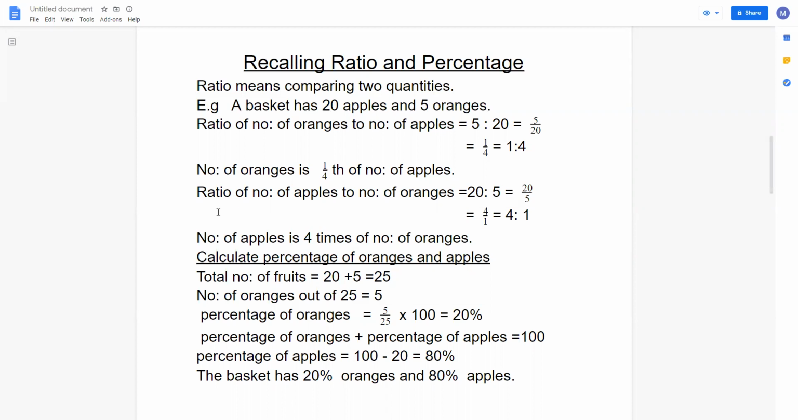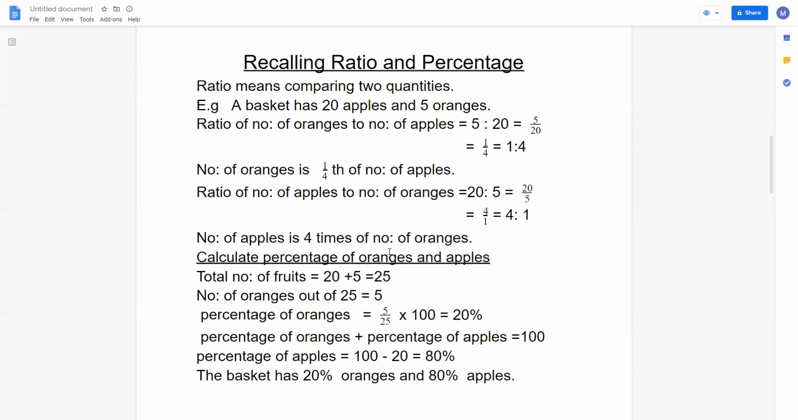Similarly, now we are going to find the ratio of number of apples to number of oranges. Here first number of apples is given. So we have to write number of apples 20 is to the number of oranges 5. So the ratio is 20 is to 5. 20 is to 5 can be written as 20 upon 5 in fractional form. So the reduced form is 4 upon 1, or it is equal to 4 is to 1. So we can say number of apples is 4 times of number of oranges.